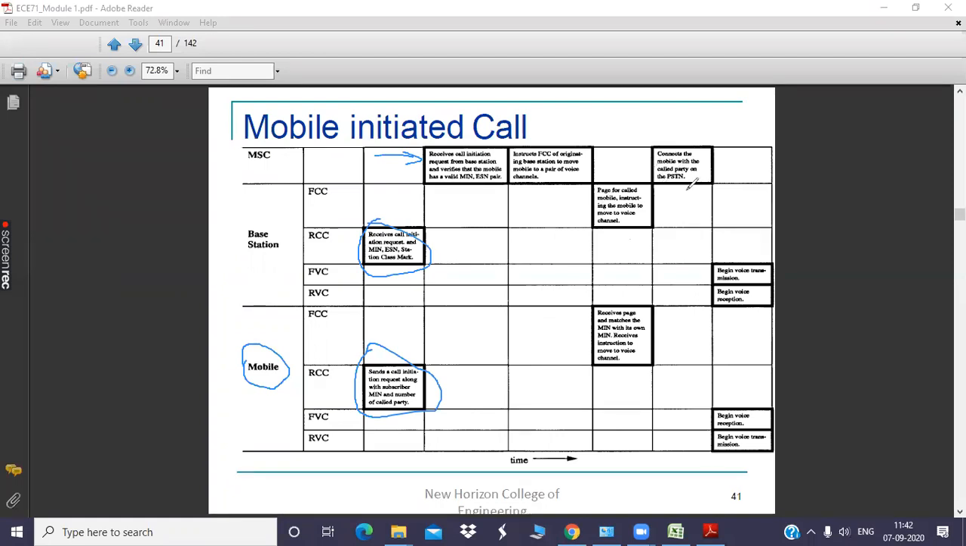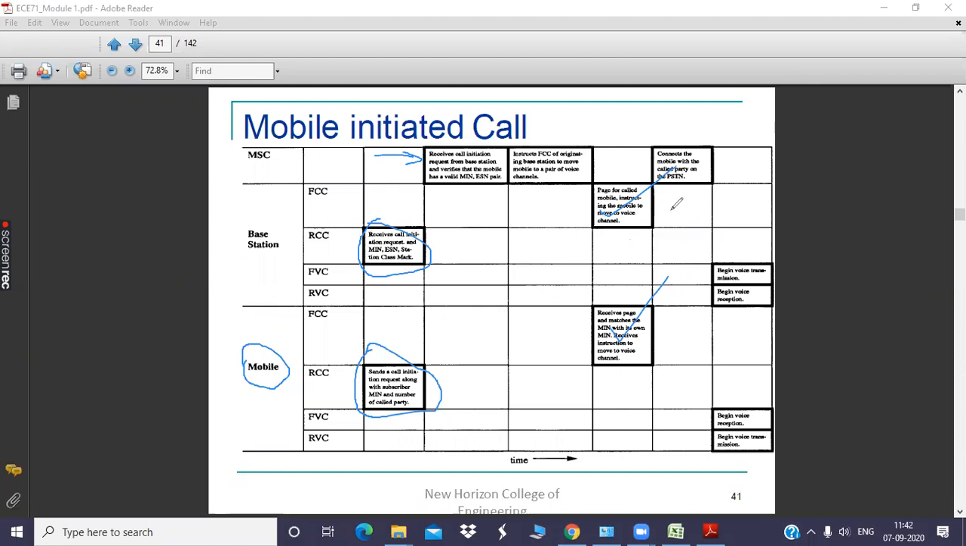This is optional. Okay. So once the control channel is established, next is to begin the voice transmission. As of now, we have used only the forward and reverse control channels. The forward control channel is used because the base station is sending information to the mobile. All the requests from the mobile to the base station are handled by the reverse channel. So this RCC and FCC we have already done.